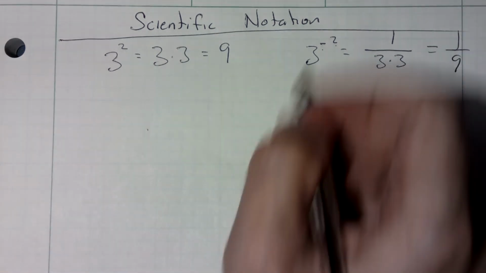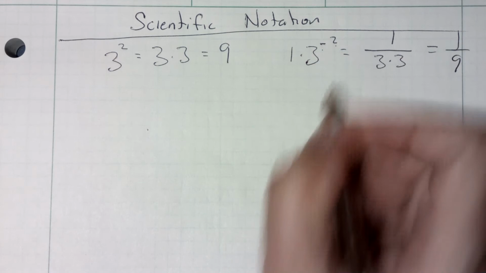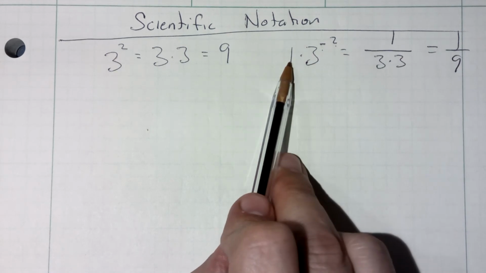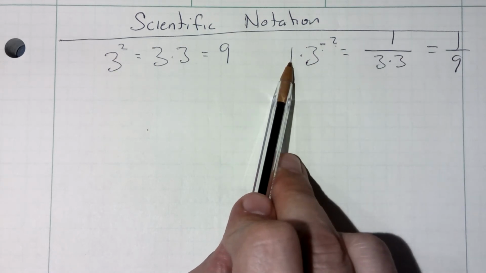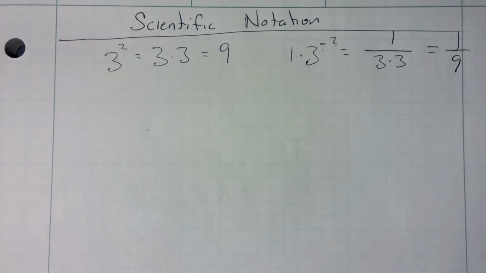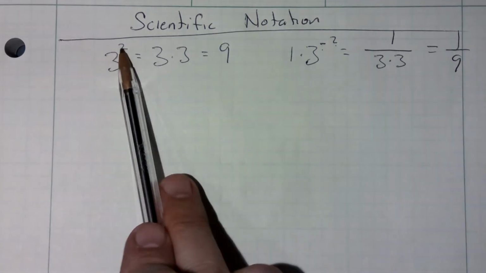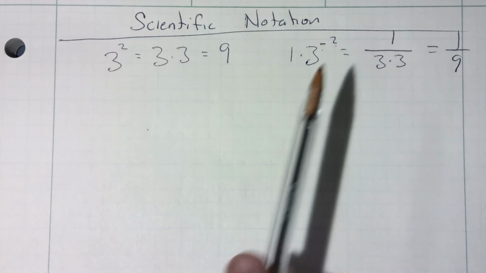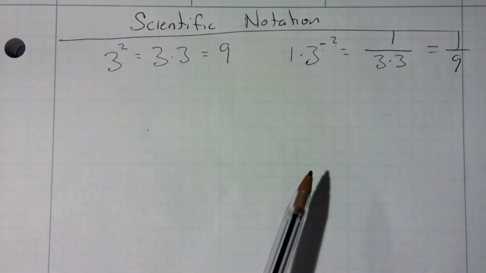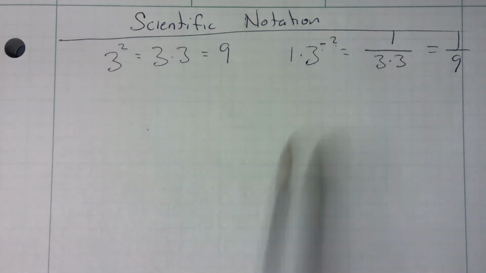Now, I really like to put a times 1 here in front so you know that there's this coefficient of 1, and that's actually going to help make sense with scientific notation. Scientific notation is going to be using positive and negative exponents on a power of 10 in order to make large numbers more compact and small numbers more easily writable, let's say, not compact.